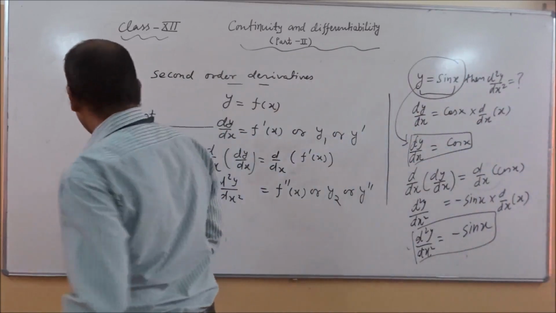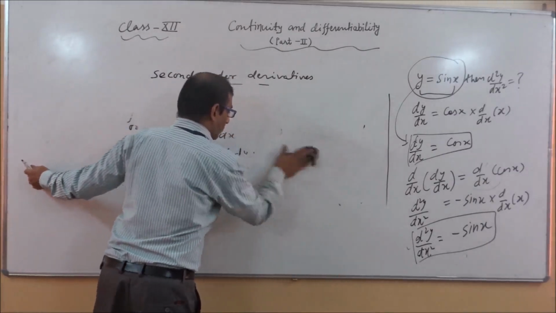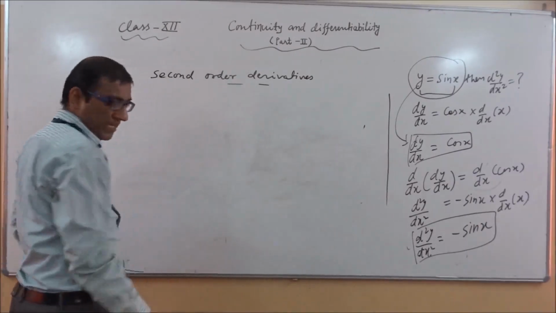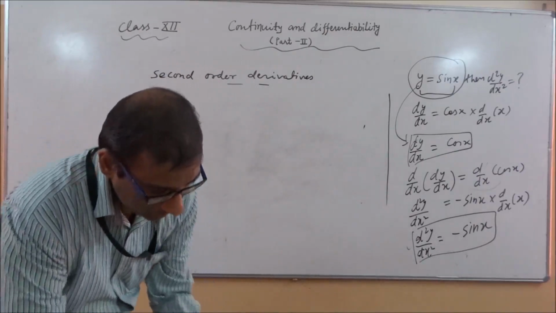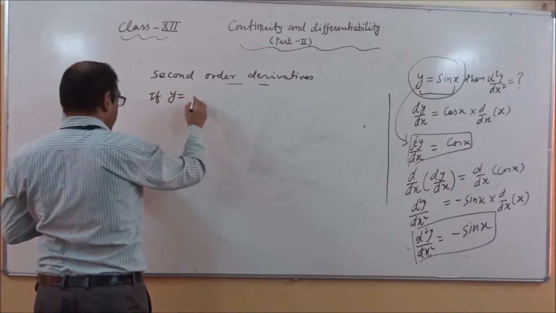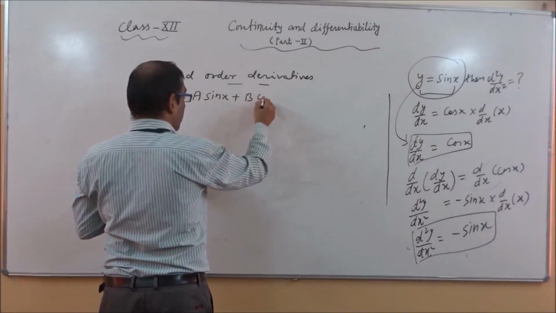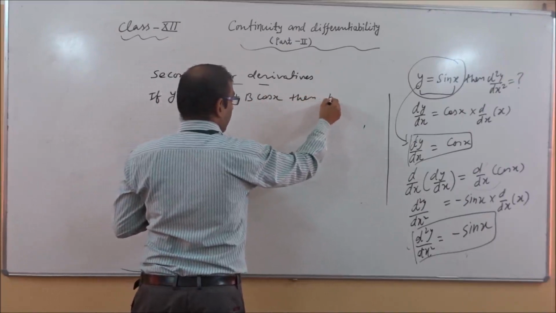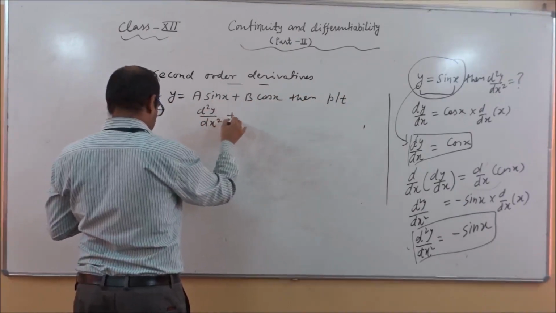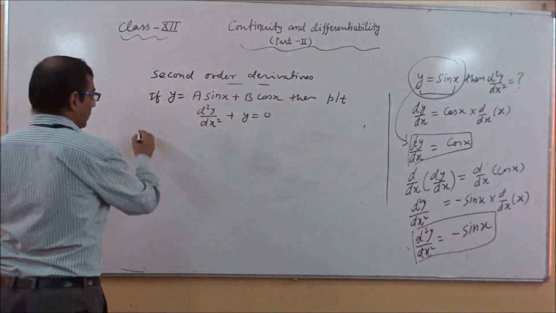Now I am taking one more question related with second order derivative, so that this concept will be more clear to all of you. And this time I am taking one example related with your book, and the question is, if y equals a sin x plus b cos x, then prove that d square y upon dx square plus y equals 0. So how can we solve such types of questions? How can we start?